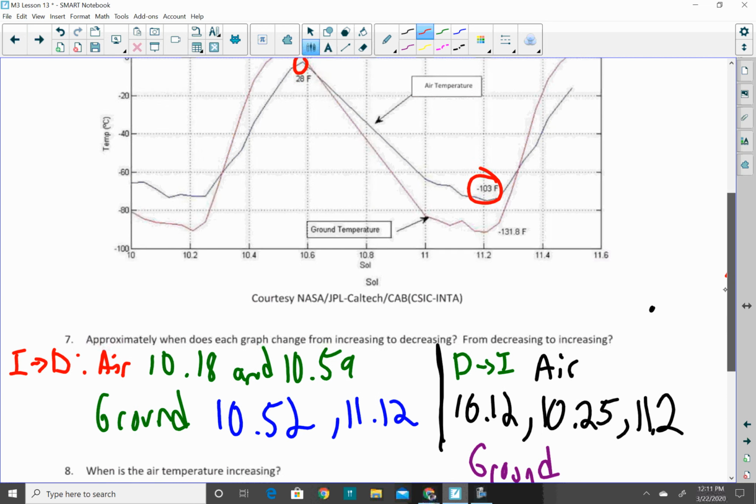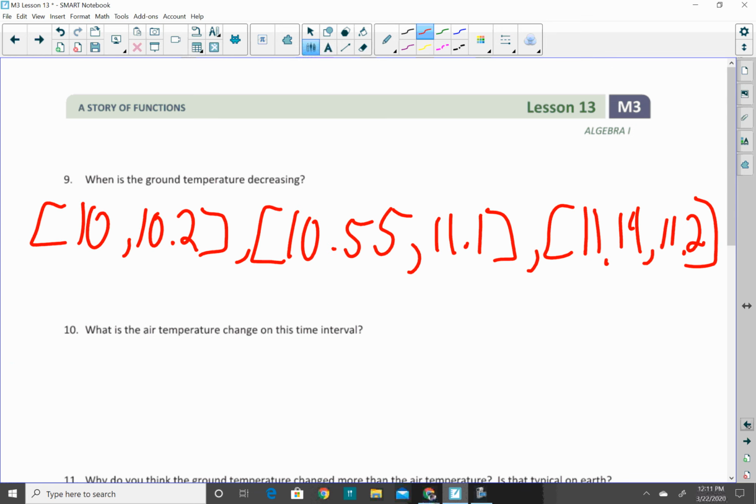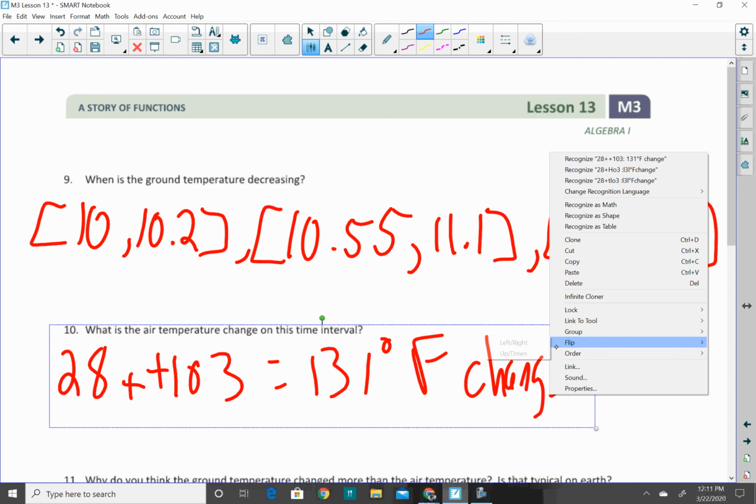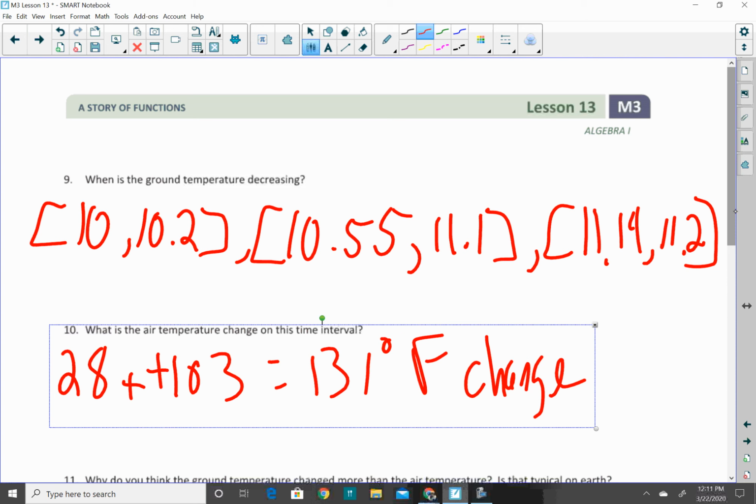So to get the range, we just subtract them. 28 minus negative 103, add the opposite there. There's a 131 degree Fahrenheit change. If you've seen the movie The Martian with Matt Damon, you probably could survive outside for a little bit, right? Negative 103, not so much.